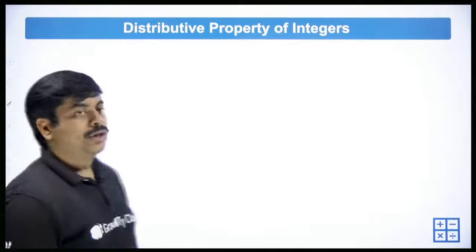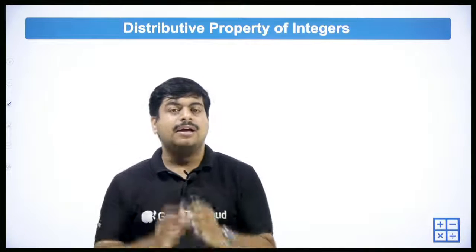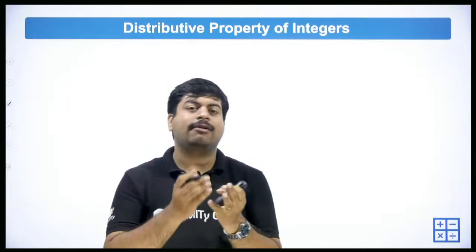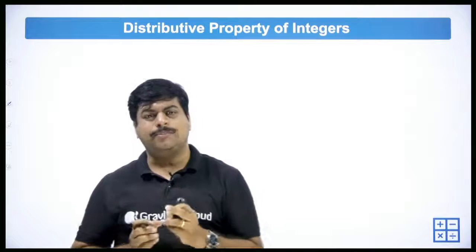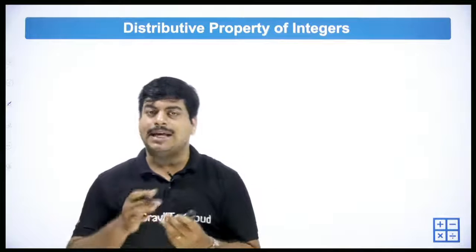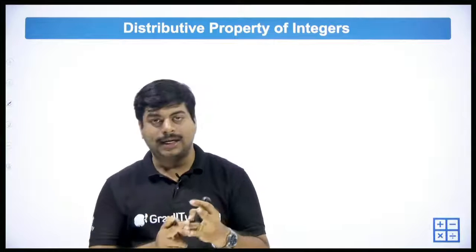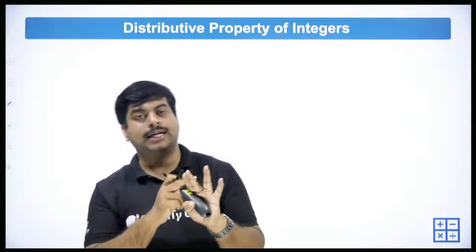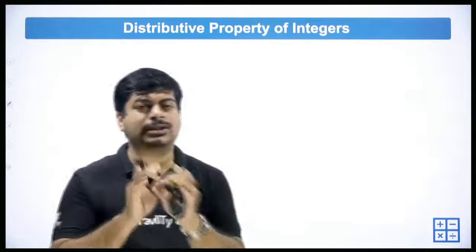In the next class, we are going to discuss the distributive property of integers, just the way we have discussed closure and commutative. Let me once again discuss these two for a small recap. Today we have discussed associative, and also additive inverse, additive identity, multiplicative inverse, multiplicative identity. Let me tell you what closure and commutative are, just for your reference.